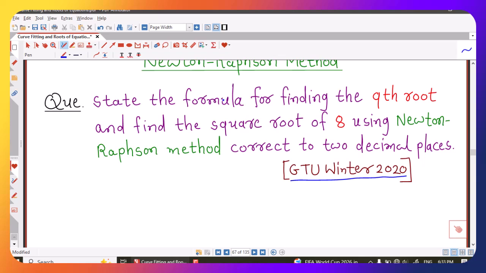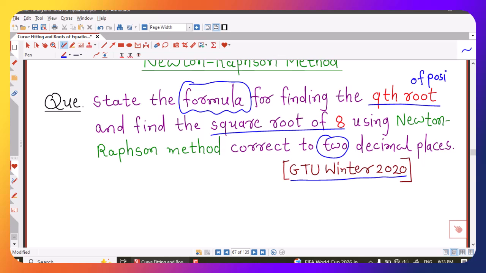Question is, state the formula for finding the qth root of a positive number and find the square root of 8 using Newton-Raphson method, correct up to 2 decimal places. So here first we have to write the Newton-Raphson iteration formula for finding the qth root of some positive real number, and using that formula we have to find the square root of 8 using Newton-Raphson method.